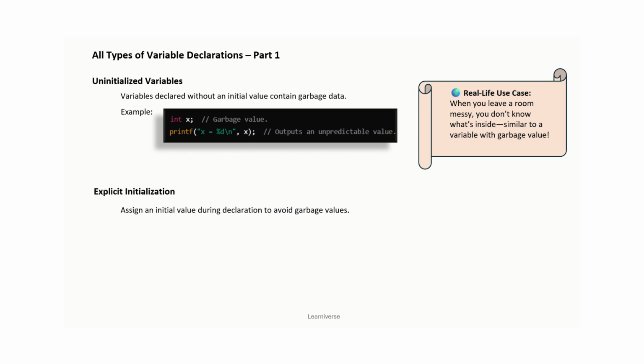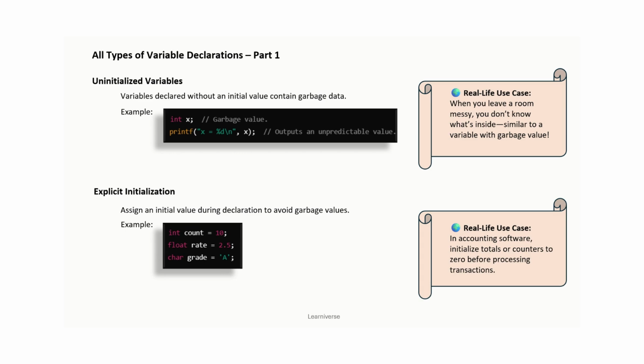Next one is explicit initialization. Here you assign an initial value during declaration to avoid garbage data. For example, here you can see three different variables are already assigned values, which means they are already initialized during declaration itself. So you can consider one real life use case. For example, in accounting software, initialize totals or counters to 0 before processing transactions.